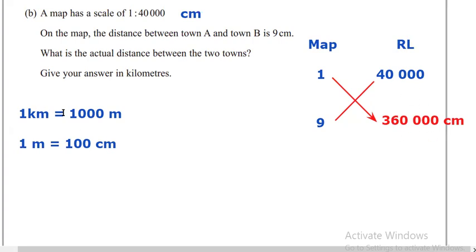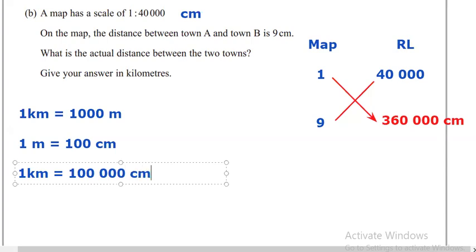Now, to go from kilometer to centimeter, I have to cross the 1,000 and 100. It means 1 kilometer will equal what? Very good. It will equal this times this, so it's going to be 100,000 centimeters. So 1 kilometer will equal 100,000 centimeters. How did I find this? If I want to turn kilometers into centimeters, I have to turn it to meters first and then turn it into centimeters. So I'll multiply by 100,000. So 1 kilometer will equal 100,000 centimeters.